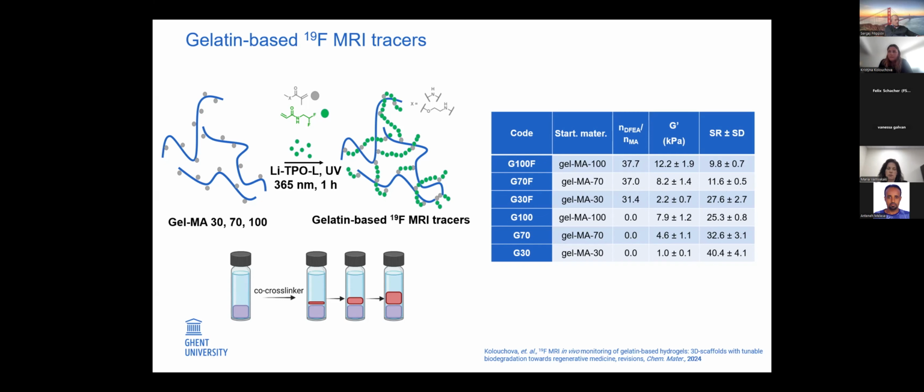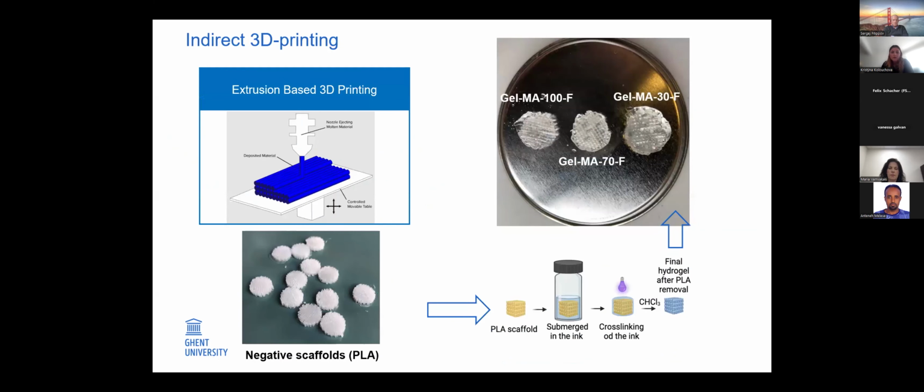So this is introducing some tunability, but also something we didn't really want in the beginning. We wanted to add the diagnostic modality without really changing the properties, and I will show you later how we solved it. So these materials, we wanted to see if we can image them in vivo, and if we can actually determine the degradation rates.